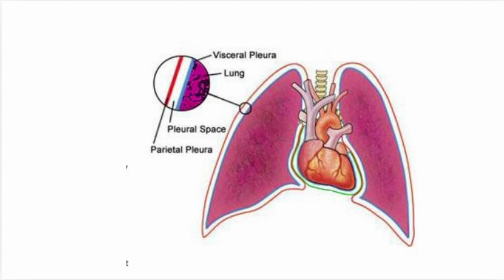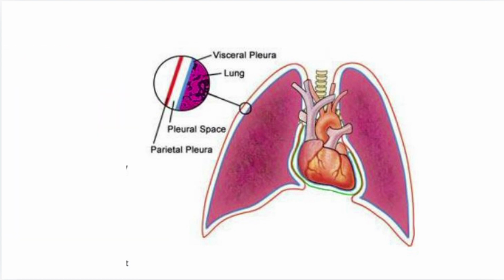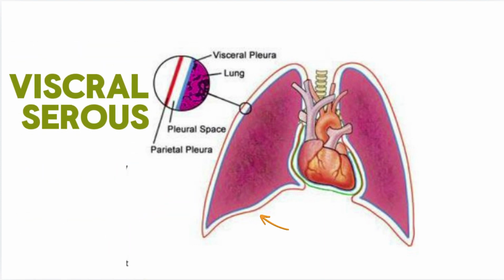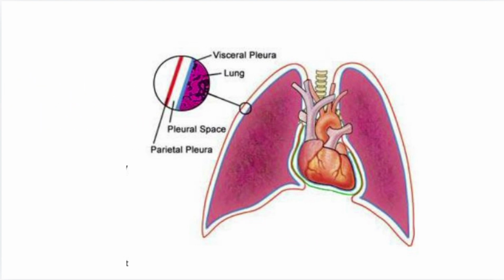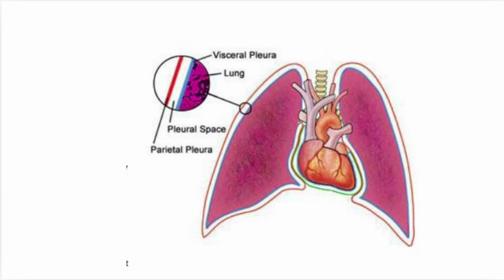Now let's talk about serous membranes and serous fluid. Serous membranes are linings that cover body cavities and organs. In our body, there are two main types of serosa, parietal serosa and visceral serosa. The parietal serosa covers the entire body cavity, and the visceral serosa covers the organs within the body cavities. And in between the parietal and visceral serosa is a fluid called serous fluid. And this fluid helps reduce friction.